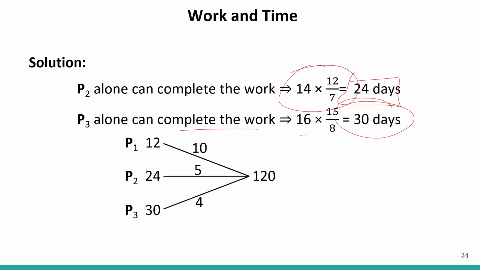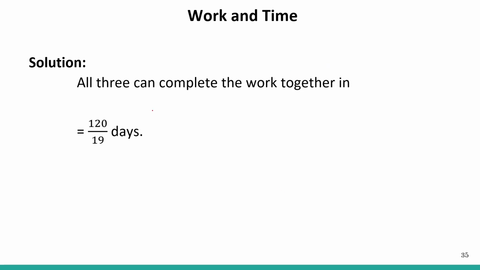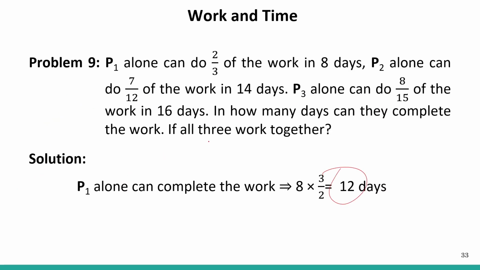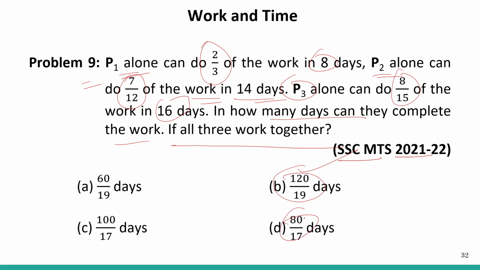So taking 120 as the total work: P1 does 10, P2 does 24 into 5 is equal to 120, and 30 into 4 is equal to 120. So all three can complete the work together in 120 by 19 days. This will be the correct answer, 120 by 19. These are all wrong answers.